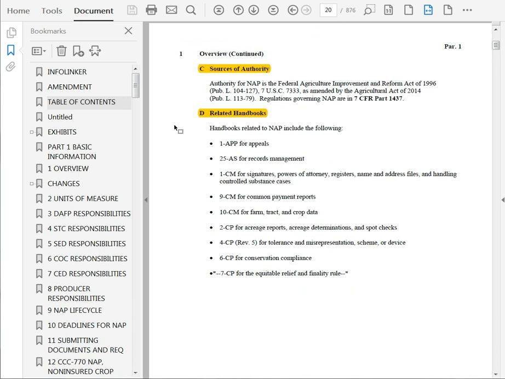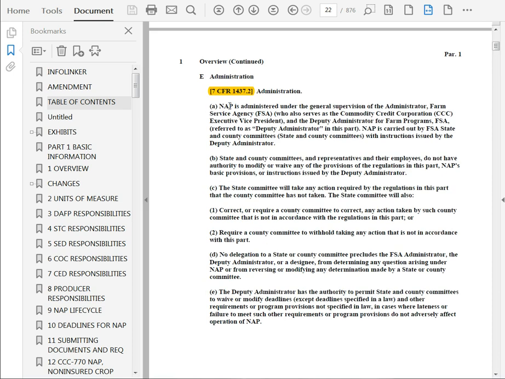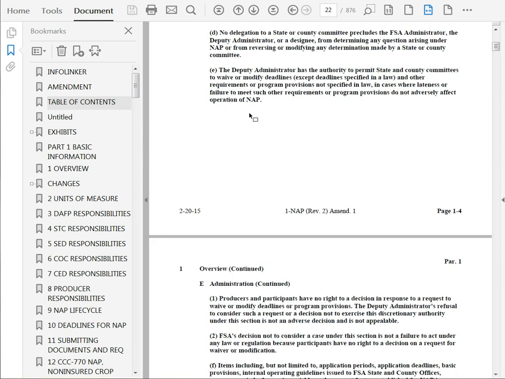In every handbook under the basic information, you're going to find sources of authority, which tells you the regulation that governs that particular program, as well as any related handbook. You'll notice that the text in this section is all bold. That tells you that the body is actually coming directly from federal regulations, identified here as 7 CFR. Most times, the text that's found here is going to be simplified or repeated again elsewhere in the handbook and provide you with a little bit more context.